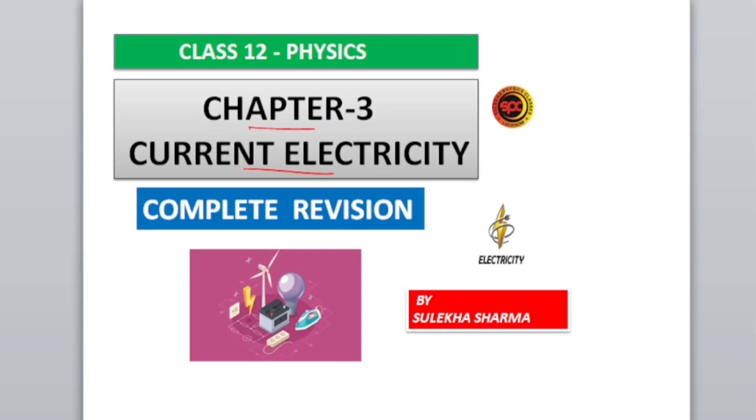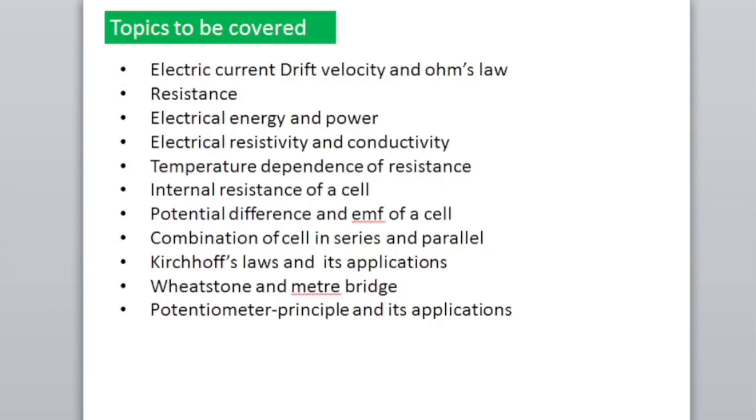So different topics to be covered in this chapter are, first one is electric current, then drift velocity and Ohm's law, resistance, electrical energy and power, electrical resistivity and conductivity, temperature dependence of resistance, the internal resistance of a cell, potential difference and EMF of a cell, combination of cells in series and parallel, Kirchhoff's law and its application, Wheatstone and meter bridge, and at last potentiometer, its principle and its application.